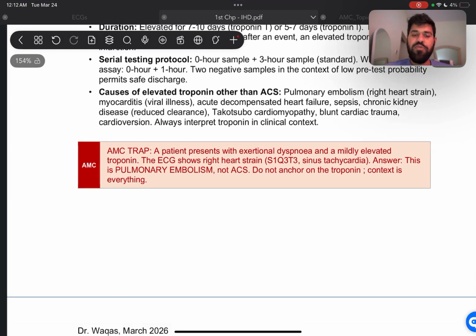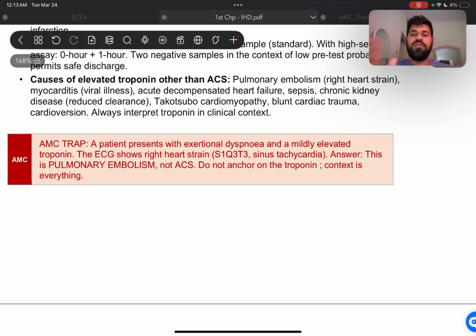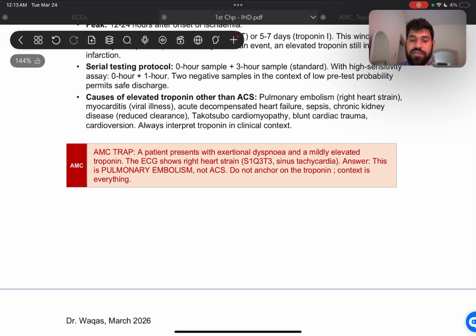Now moving on to the AMC trap. S1Q3T3, remember this, is always going to be pulmonary embolism, not ACS. The symptoms may be similar. There could be chest pain, dyspnea, and mildly elevated troponin. But if there's S1Q3T3, then we always think pulmonary embolism, not ACS. And we don't go off just troponin, because troponin can be high in both STEMI and in pulmonary embolism. So context matters.